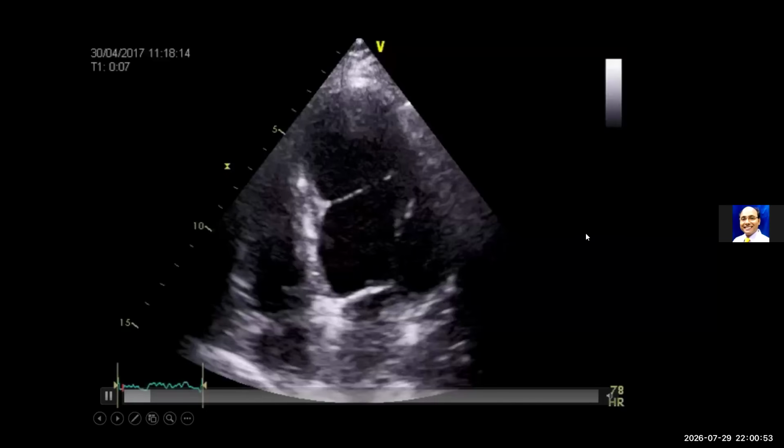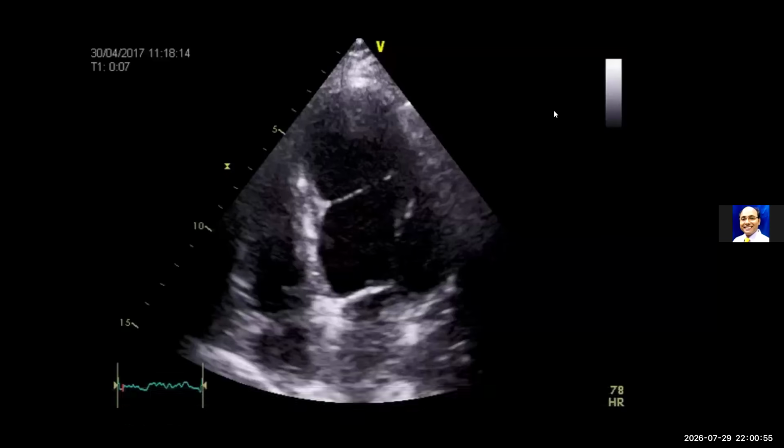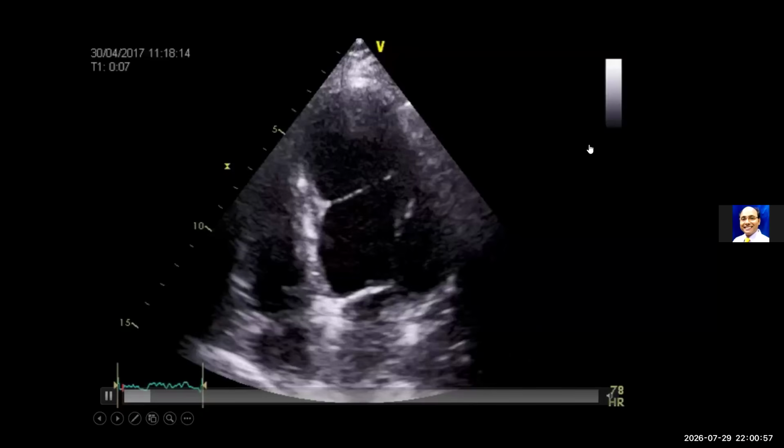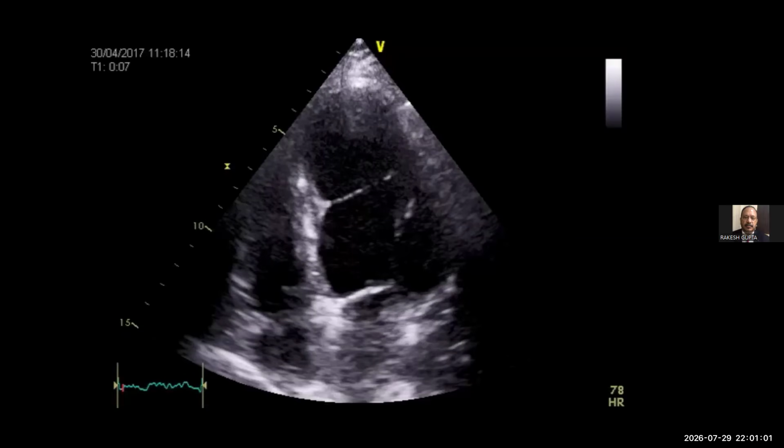Sir, where is there more chance of arrhythmia and thrombus, in a dyskinetic segment or in an aneurysmal segment? In aneurysmal segments. Chances are there in both of them, but more in aneurysmal segments.